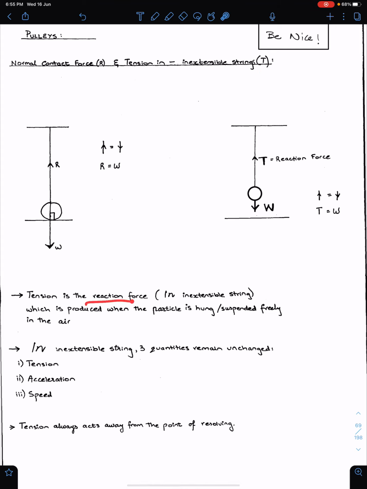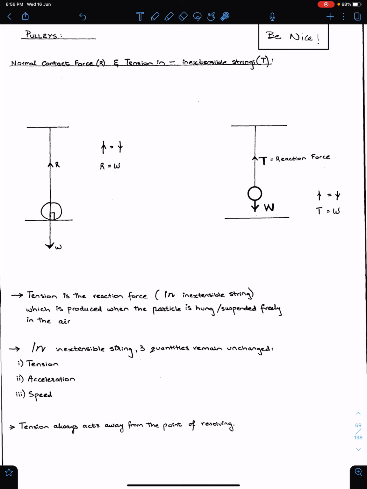Tension is the reaction force in inextensible string which is produced when the particle is hung or suspended freely in the air. This reaction force in this string is known as tension because the particle is hung freely in the air. And this reaction force is the normal contact force because the particle is in contact with the ground and it's equal to weight. And here tension is equal to the weight of the particle.